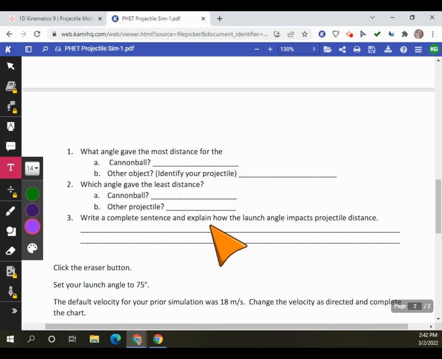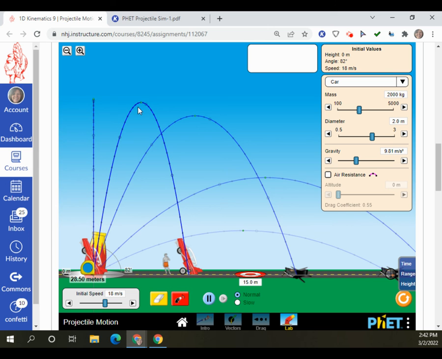Write a complete sentence to explain how the launch angle impacts the projectile distance. You are going to have to talk about which angle and which one's for the least and the most, but how does that angle change the travel pattern? And we can kind of see that with what we have here. A lower angle, we had a pretty far distance, but then here at the 30 degree, it actually went farther, and then we started to come back in. So you want to kind of talk about height of our arch and distance, okay?